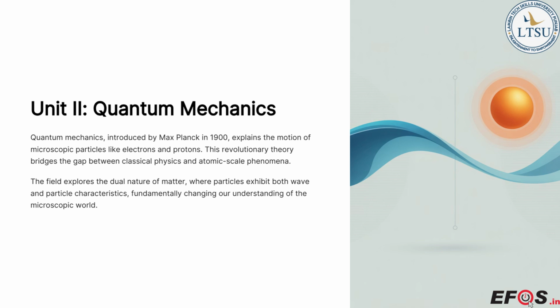Our second unit is dedicated to quantum mechanics. This revolutionary theory, which began with Max Planck in 1900, is essential for explaining the motion of microscopic particles like electrons and protons. It's the bridge between classical physics and the atomic scale. The core concept we explore is the dual nature of matter, where particles are understood to exhibit both wave and particle characteristics. This fundamentally changed our understanding of the microscopic world.